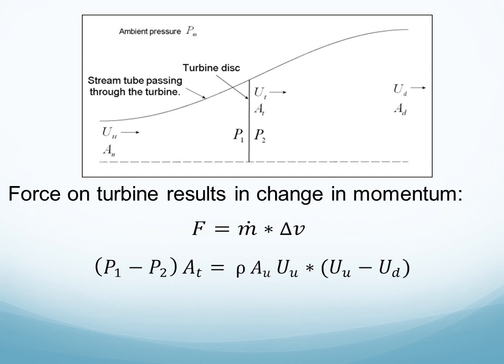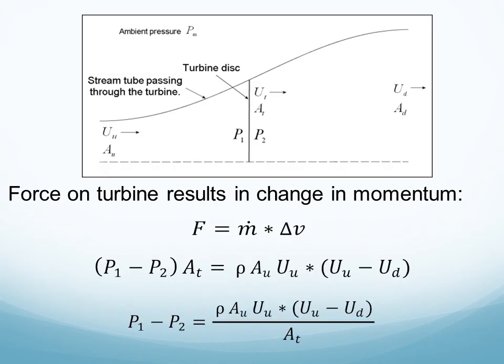And substituting in for the right side of the equation, m dot is equal to the density of air times the volumetric flow rate, which is A_u times u_u. And notice we're able to pick an arbitrary point for the mass flow rate expression because we assume continuity. And finally, we multiply our mass flow rate by the change in velocity across the turbine, u_u minus u_d. Now for the next step, we're just going to divide A_T to the other side to get an equation for the pressure drop across the turbine.